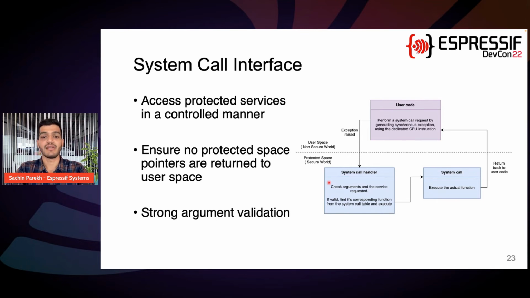Now, the system call handler would validate the user arguments, and if they are valid, then it would execute the intended functionality. So there are certain requirements of this system call interface. One, it should give the user application access to protected services in a controlled manner. Second, to ensure that no user argument is passed to the actual functionality without validation. So if there's a null pointer, you need to make sure that the null pointer is not passed as it is. The checks should be in place.